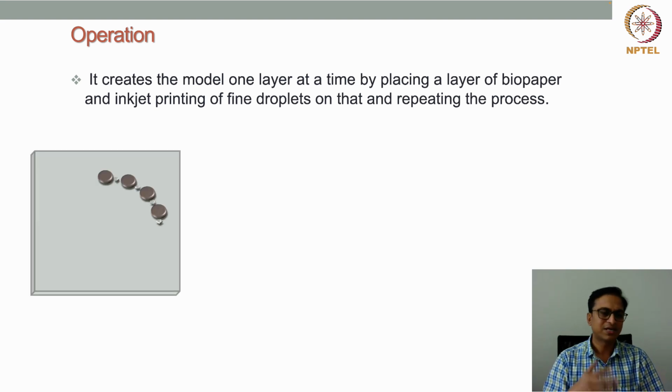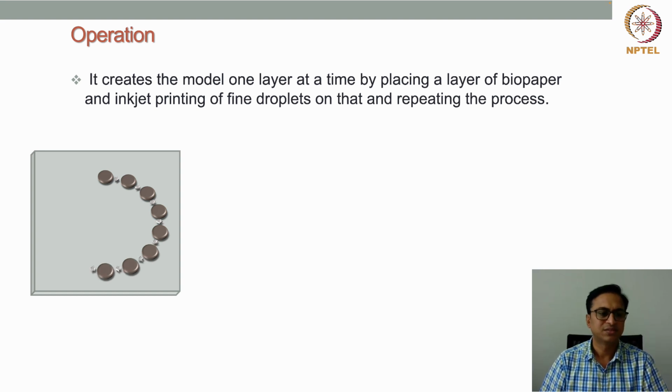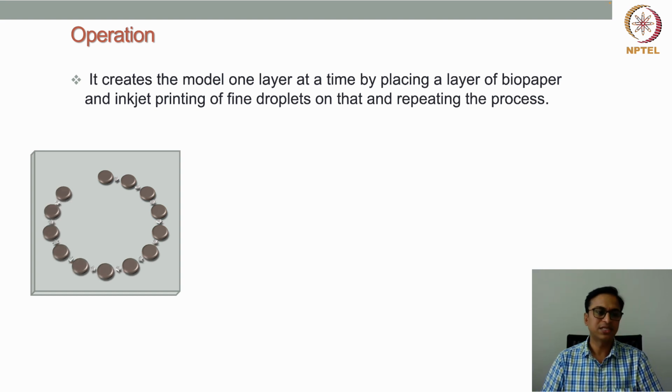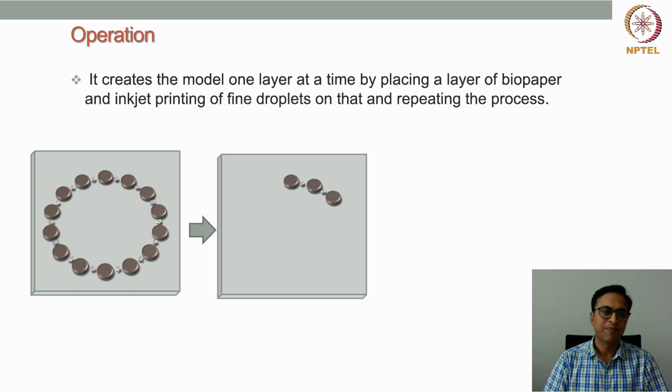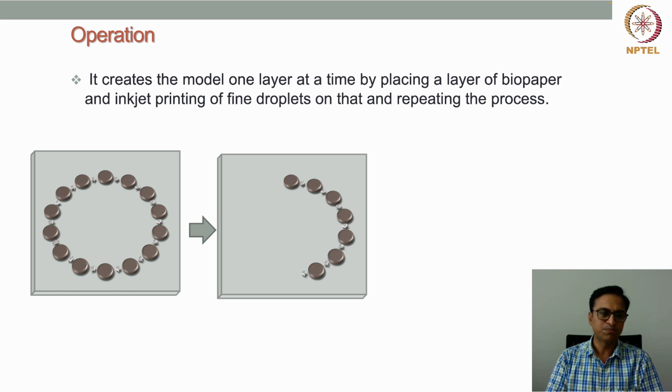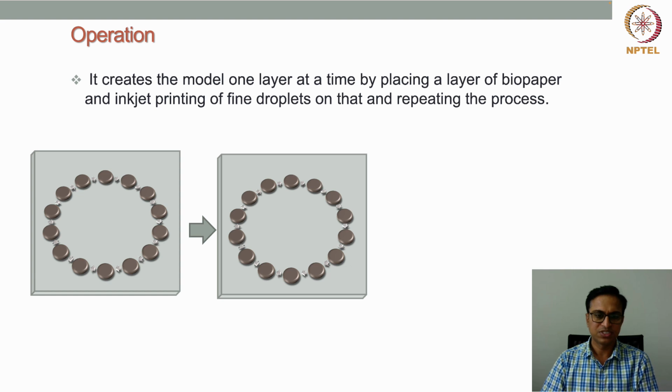Then the next layer of biopaper is placed, and the droplets are patterned again. In this case we have shown a spherical pattern, but any type of pattern can be created, either square, spherical, or whatever the design requires. Accordingly, we can create the patterns. And then another layer of biopaper is put on top of that, so this is how the first layer is done.